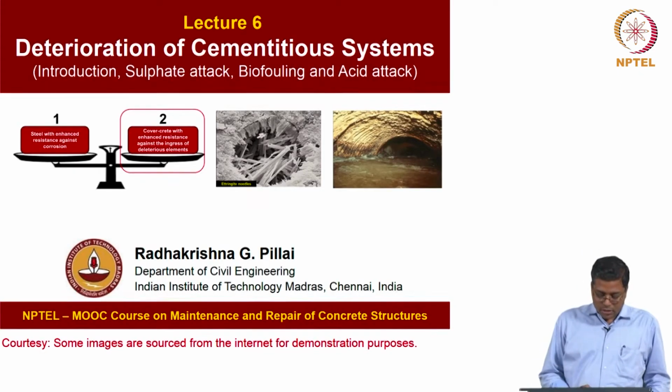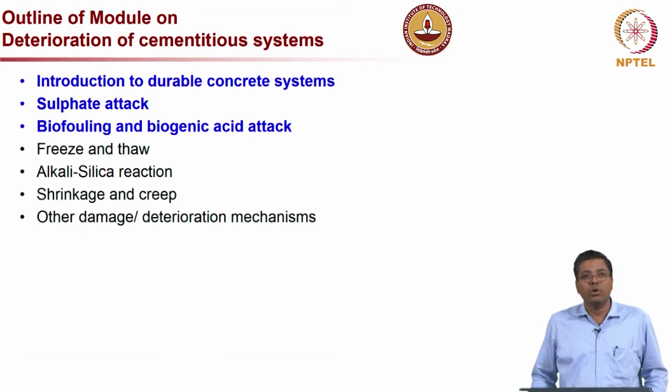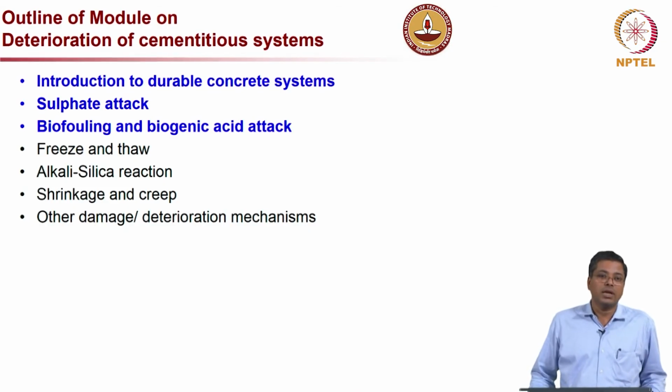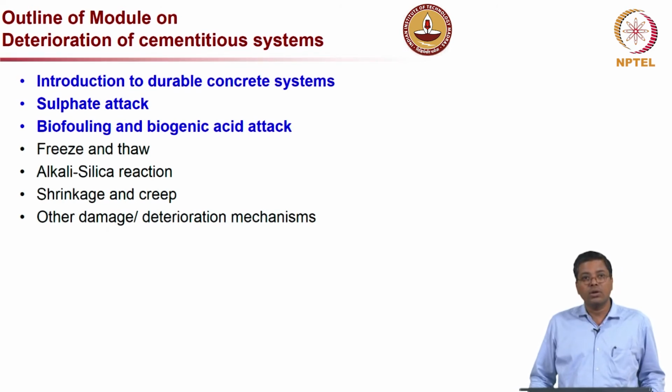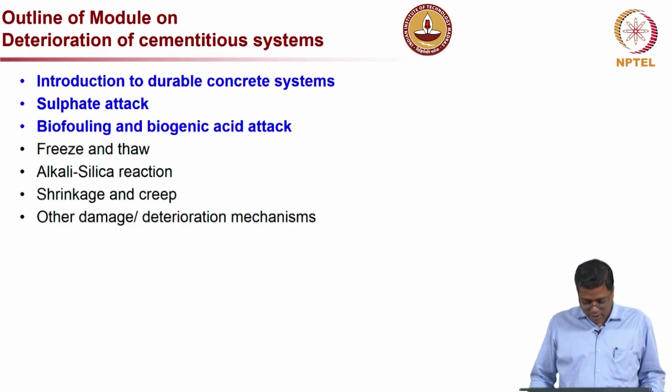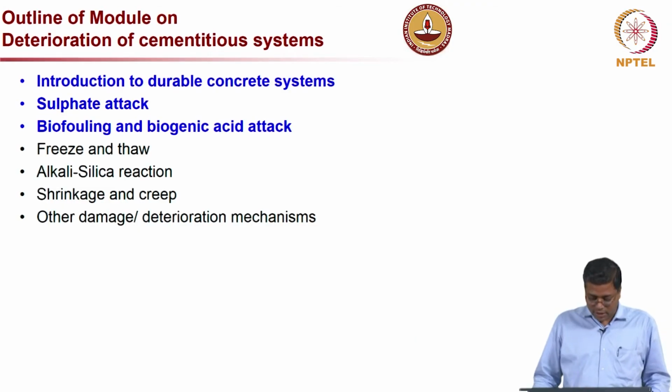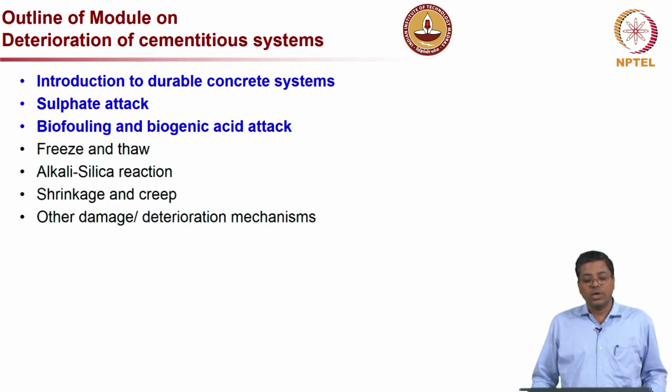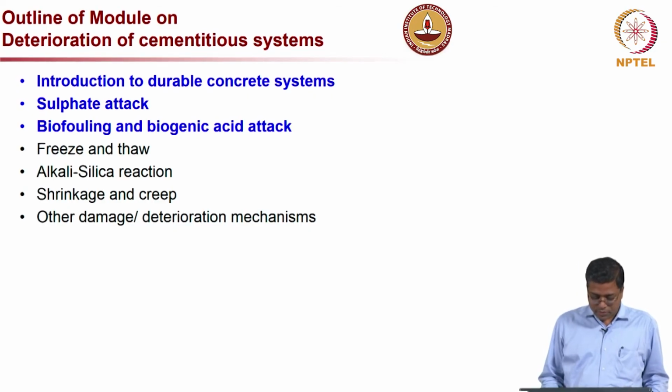So, this is the outline of this module, where we will talk about what are the essentials for a durable concrete system and then various deterioration mechanisms. In this particular lecture we will cover sulphate attack and biofouling and biogenic acid attack. In the coming lectures we will talk about freeze thaw attack, alkali silica reaction, shrinkage and creep, and also some other damage mechanisms such as fire attack, or what will happen to concrete at elevated temperature, and then also looking at erosion and some other mechanisms.